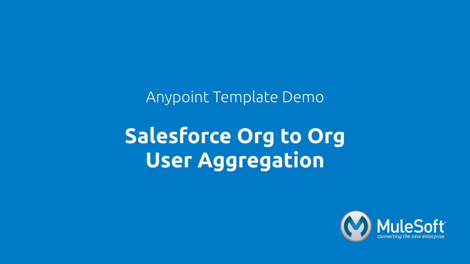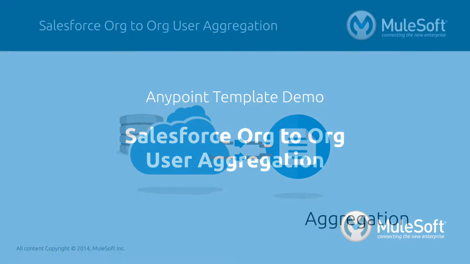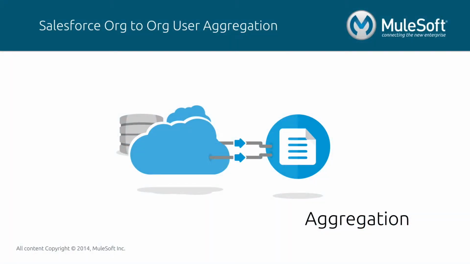This demo will showcase our Salesforce to Salesforce user aggregation template. The aggregation pattern is the act of getting data from multiple systems and inserting into one. Aggregation is useful when building APIs that get data from multiple systems, creating reports or dashboards across multiple systems, preparing data for compliance or auditing purposes, and many more.